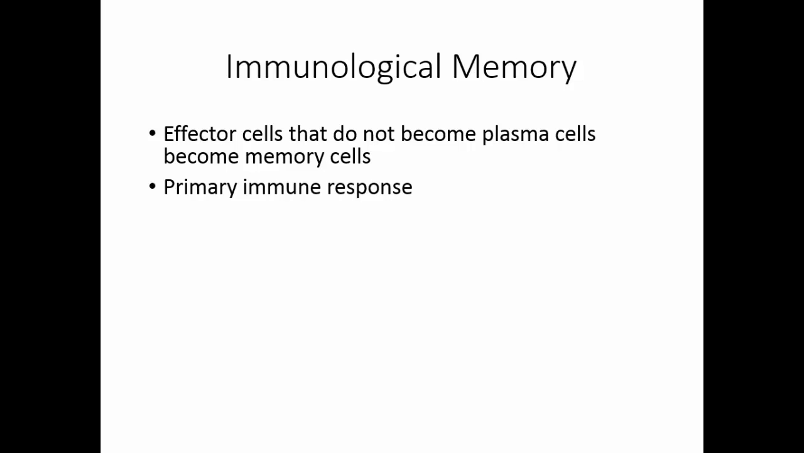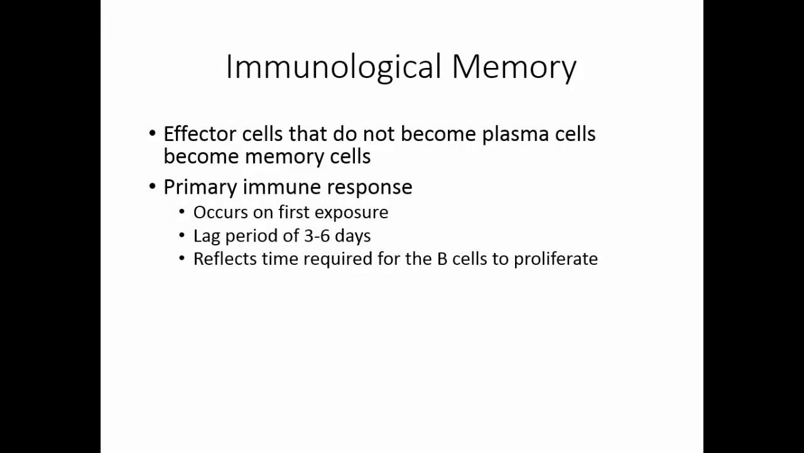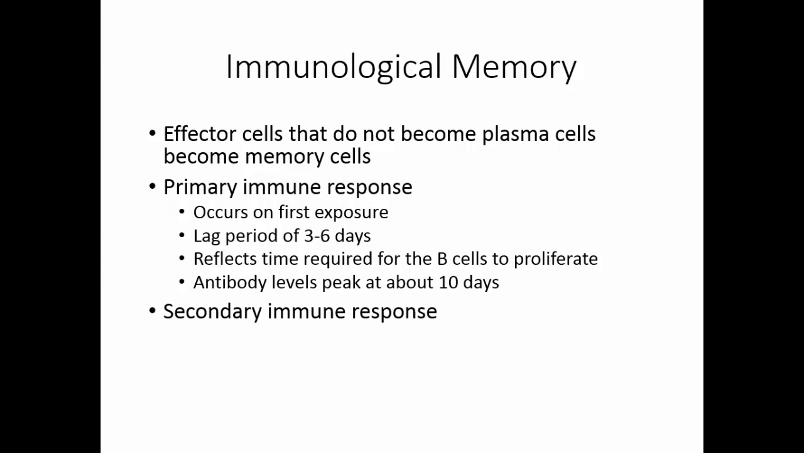Your primary immune response occurs on the first exposure. There's a little bit of a lag period, about 3 to 6 days, which is how long it takes for the B cells to become activated and to start to divide in large numbers. The antibody levels peak at about 10 days. Because we're going to make some memory cells, the next time we see that antigen, the memory cells are all primed and ready to go. They can respond much more quickly, they give a more prolonged response, and they make antibodies that are even a better fit for the antigen than the original ones.